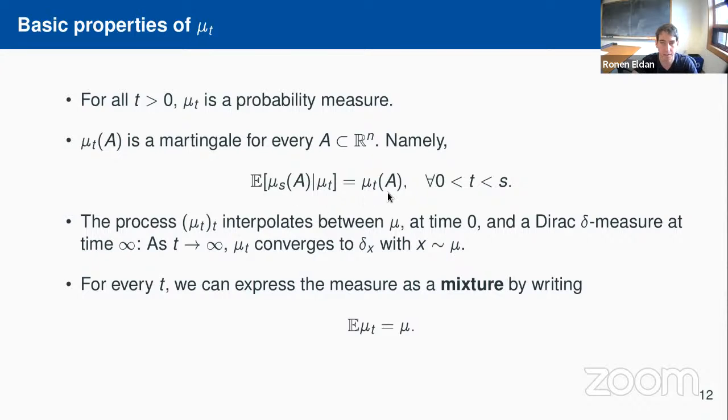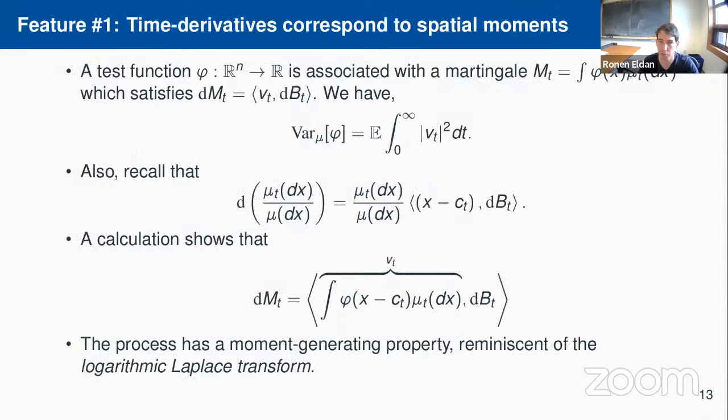Now, again, by this Martingale property, we immediately get that for every time t, the process gives rise to a decomposition of the measure mu. We can present it as the expectation of the measure mu t. The expectation is over the randomness coming from the process, so it gives rise to these mixtures. Okay, so let's now review some features of this process that will basically help us make high-dimensional measures more tractable and prove inequalities and facts about them.